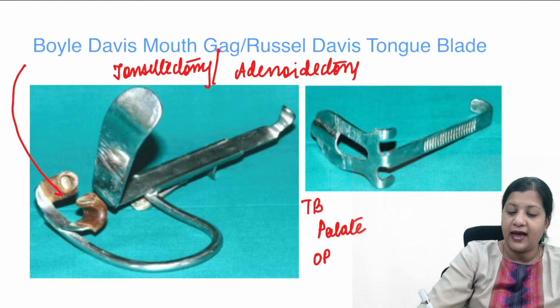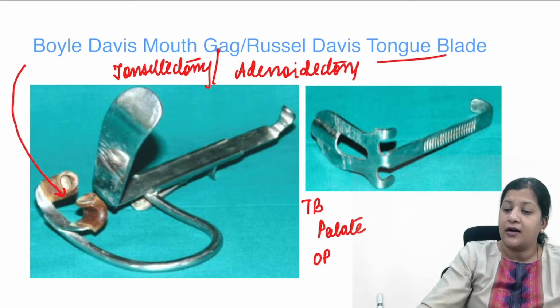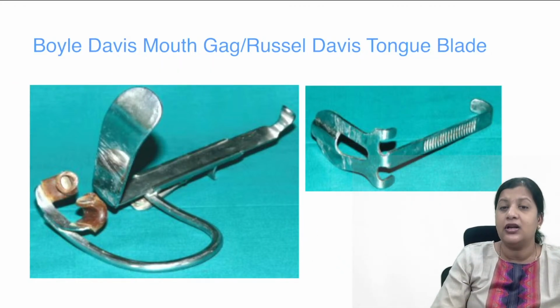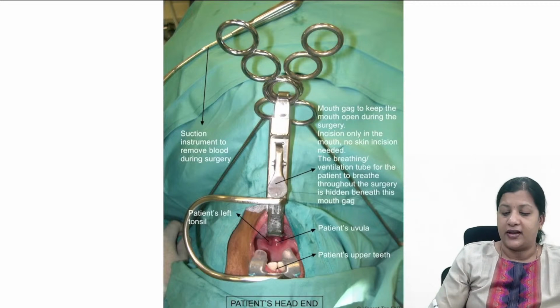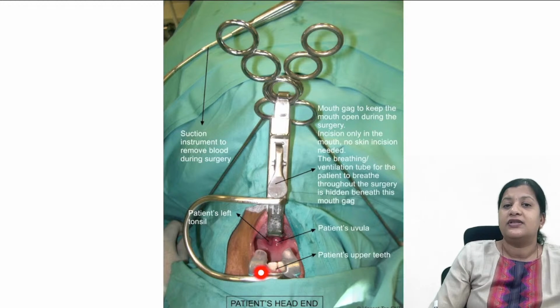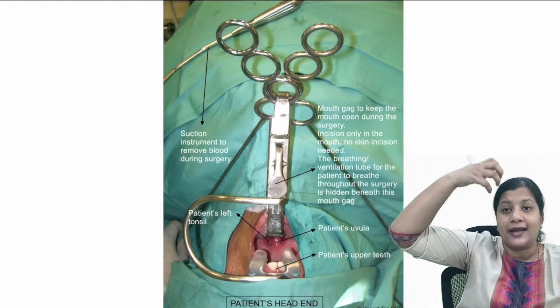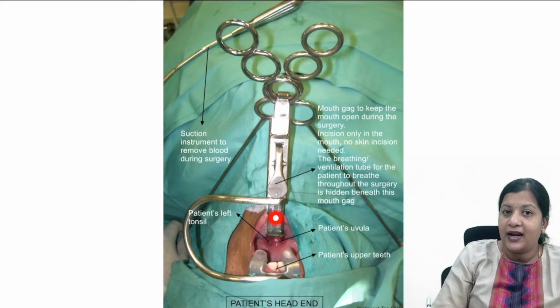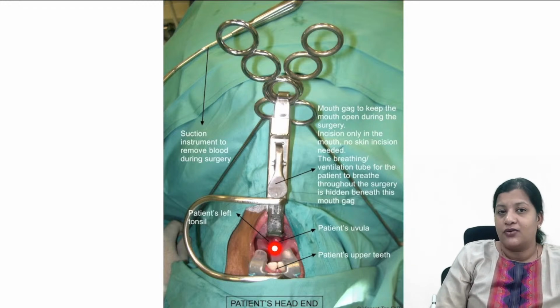So this is your mouth gag, which will open the mouth, and the tongue blade, which will retract the tongue downward so that you can get a good visualization of the oral cavity and the oropharynx. If you see here, this is the patient's head end. You see this is the upper part of the Boyle-Davis mouth gag that is retracting your upper jaw like this, and the lower jaw is held downwards by the tongue blade. So this entire complex is your Boyle-Davis mouth gag. You can see the uvula, the palate, the oropharynx, and the tonsils when you open the mouth this way.